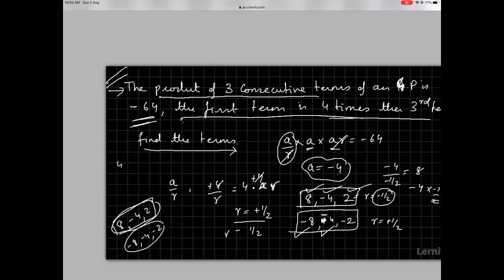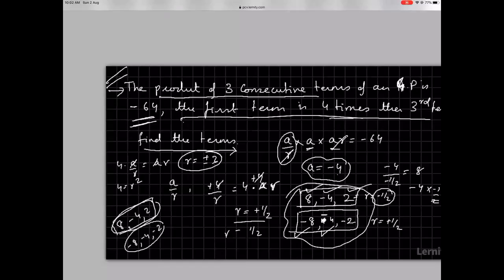So 4 times A by R is equal to A into R. So the A's get cancelled. So 4 is equal to R squared. So R is equal to ±2. Because I took it the other way, I got ±½, but the numbers will still be the same. So don't worry about it. So R is equal to ±2.